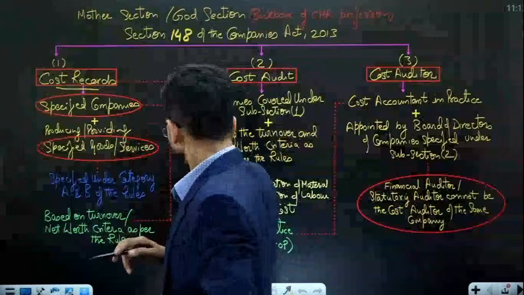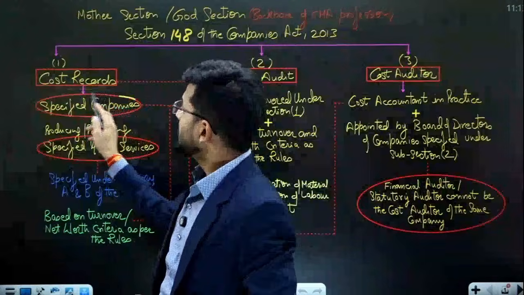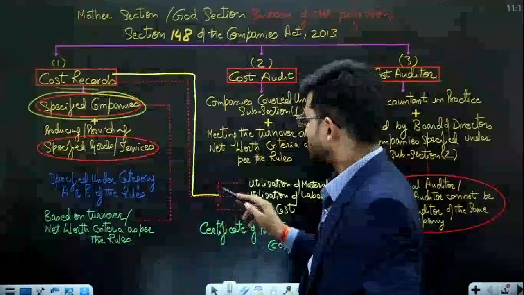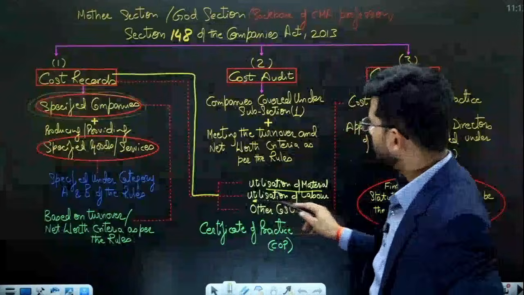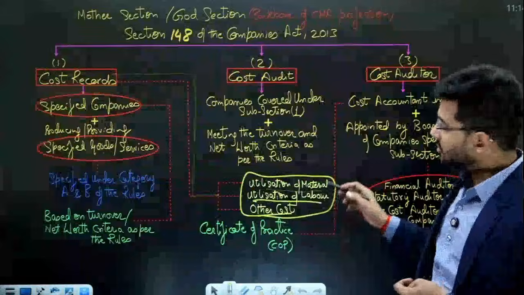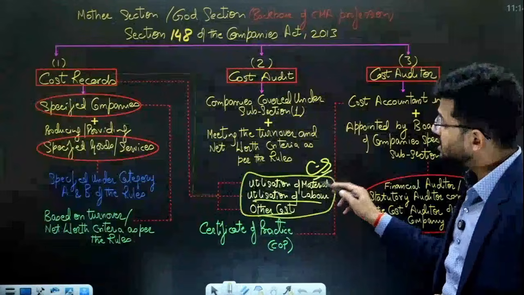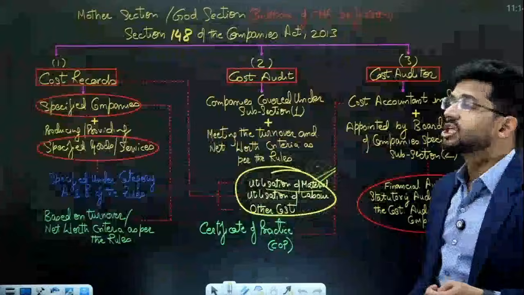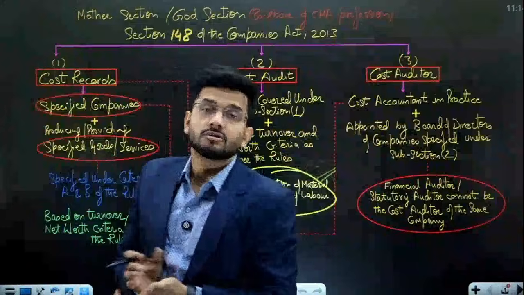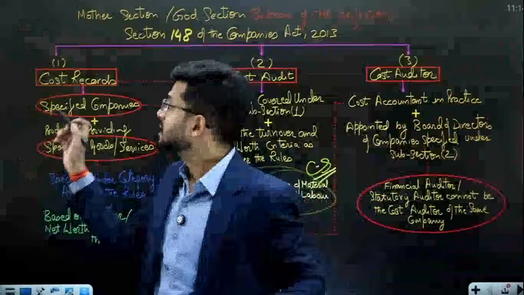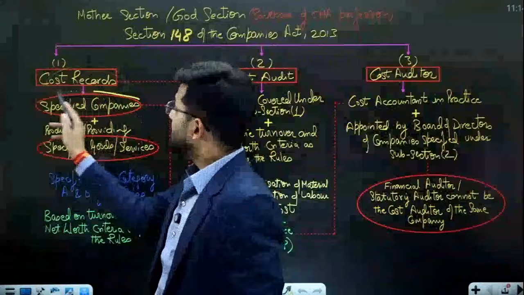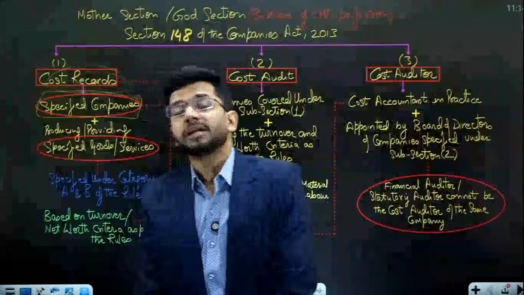So cost records, first of all, the meaning of cost records. Cost records means utilization of material, utilization of labor, and other items of cost should be listed down. And of course, all these things are listed down in our cost sheet. So it is nothing but a cost sheet and the supporting annexures and the supporting accounts. That is our cost records. In very simple layman words, cost records means cost sheet. Simple. Okay. Then it is applicable only for specified companies.